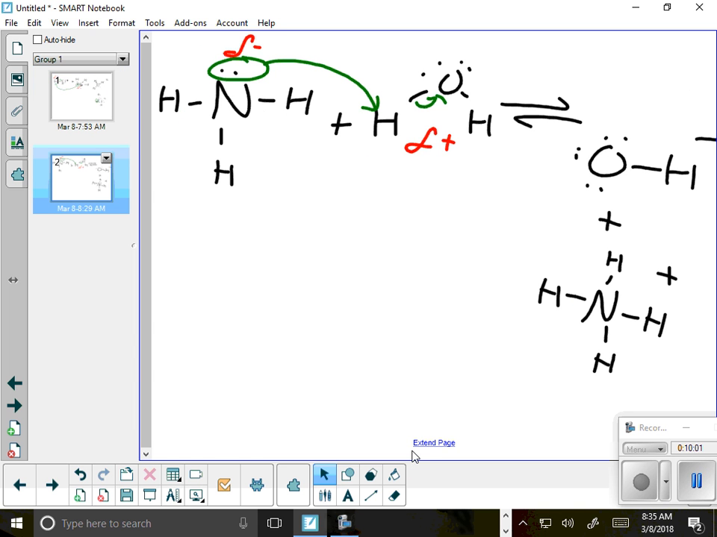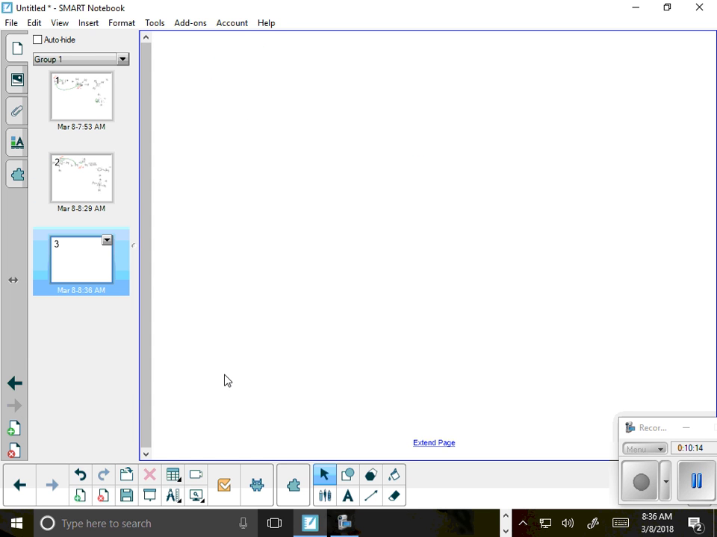A Lewis base donates a pair of electrons. That's happening right here. So these definitions that I'm giving you aren't changing what we already thought. It's just expanding beyond things that we typically thought were the only things that could be acids or the only things that could be bases.